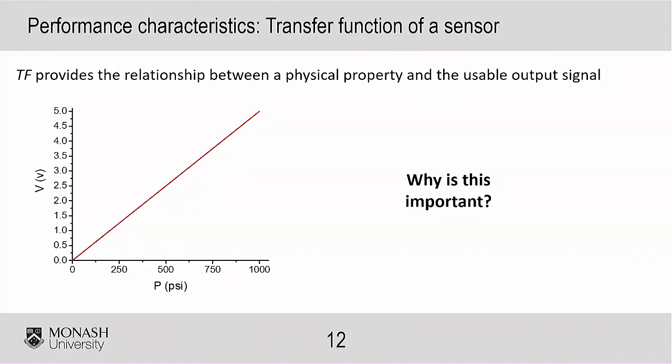Sorry? Yeah, so it gives us our data. So you're exactly right. Earlier when we talked about what a sensor is, it's something that provides a usable output. Now, this transfer function is what gives us our usable output. So if we just measure the pressure but we don't have any transfer function, we don't have any output. So that's essentially what it gives us.